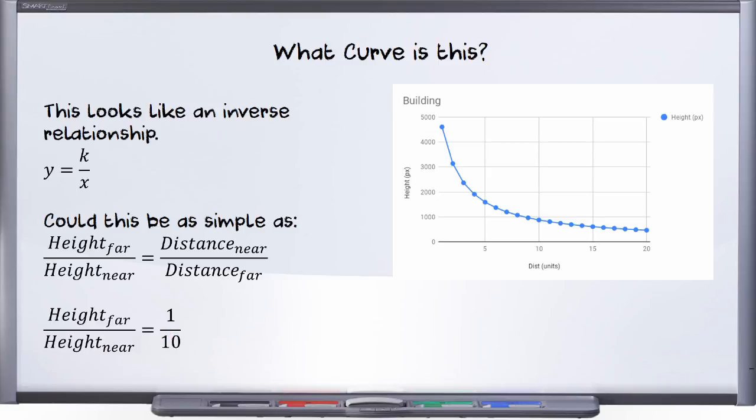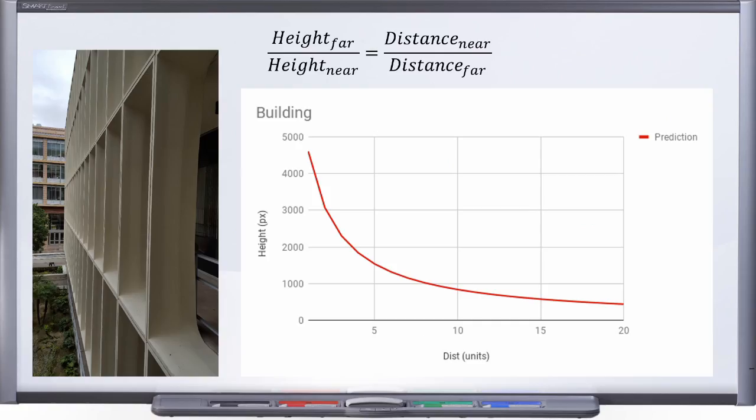Let's put that theory to a test. Here I've taken the raw data from this image, and I've taken this first sample, that's the height of this beam, and I put that in right here. And then for the rest of the curve, I'll use this equation. That's this red line right here. So how did we do?